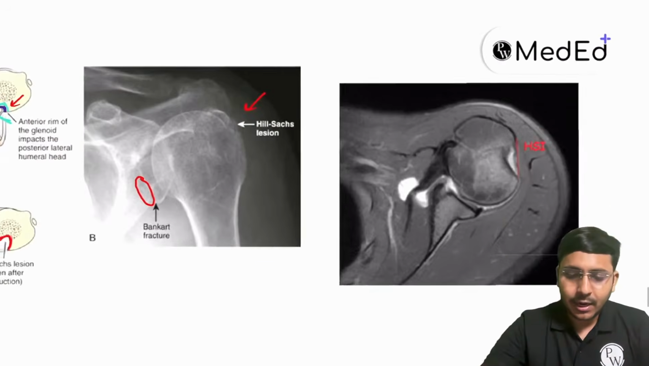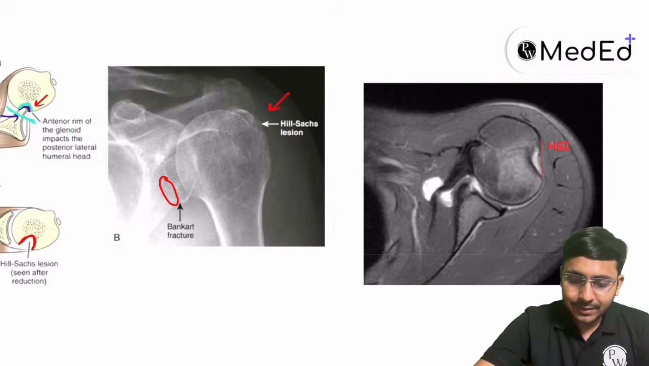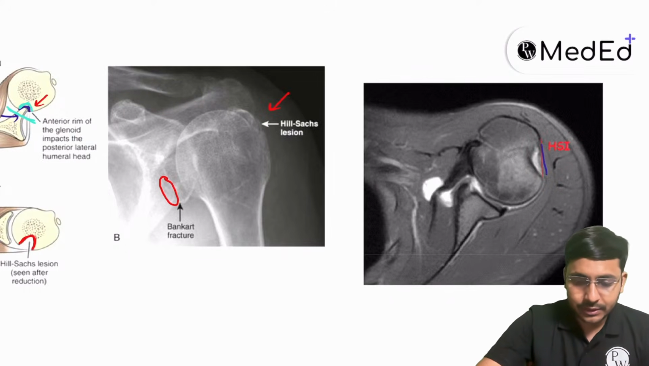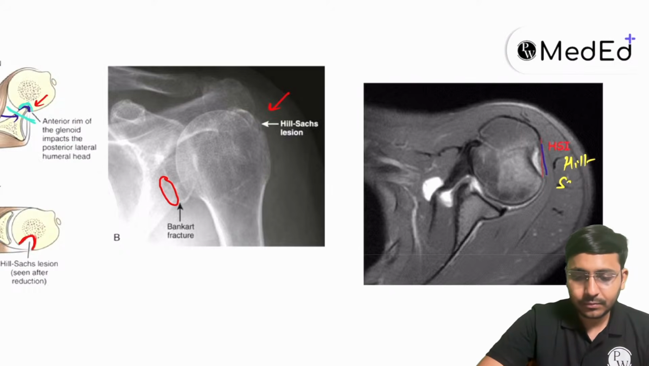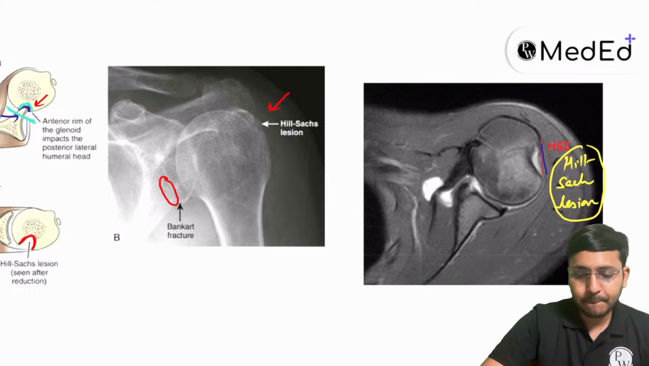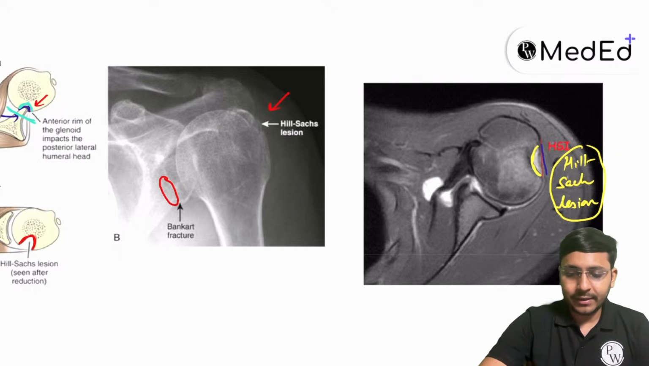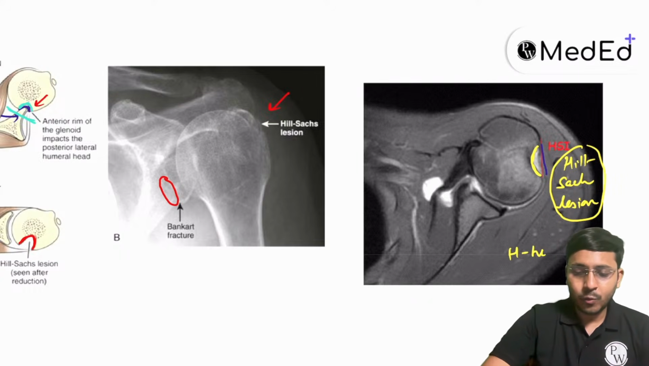Again on MRI, how does this Hill-Sachs lesion appear? This is how a Hill-Sachs lesion appears. This is the defect in the humerus. So H for humerus, H for Hill-Sachs.